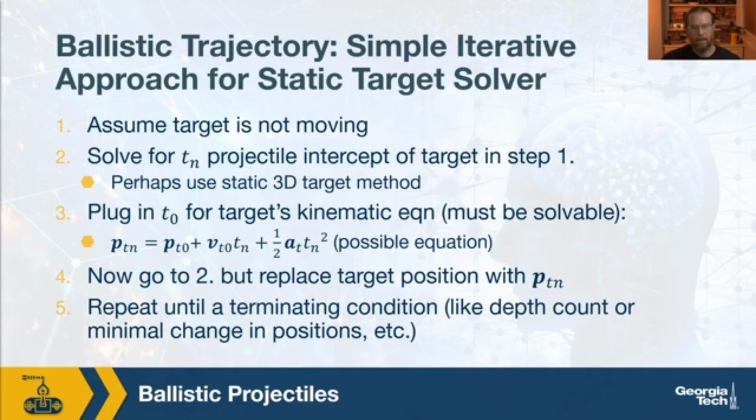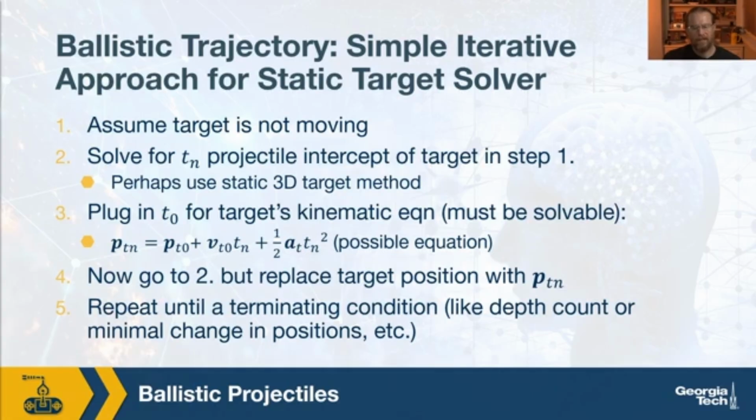It's going to be some new value that reflects the fact that our target had moved. And so we do this again and then plug it again into the kinematic equation for the target. And the idea is that we should converge on a t. So the difference in the current t and the previous t will get smaller and smaller, or the difference in the position. In either case, we would expect both to get smaller and smaller. And so we're going to repeat this iterative process until a terminating condition has been reached.